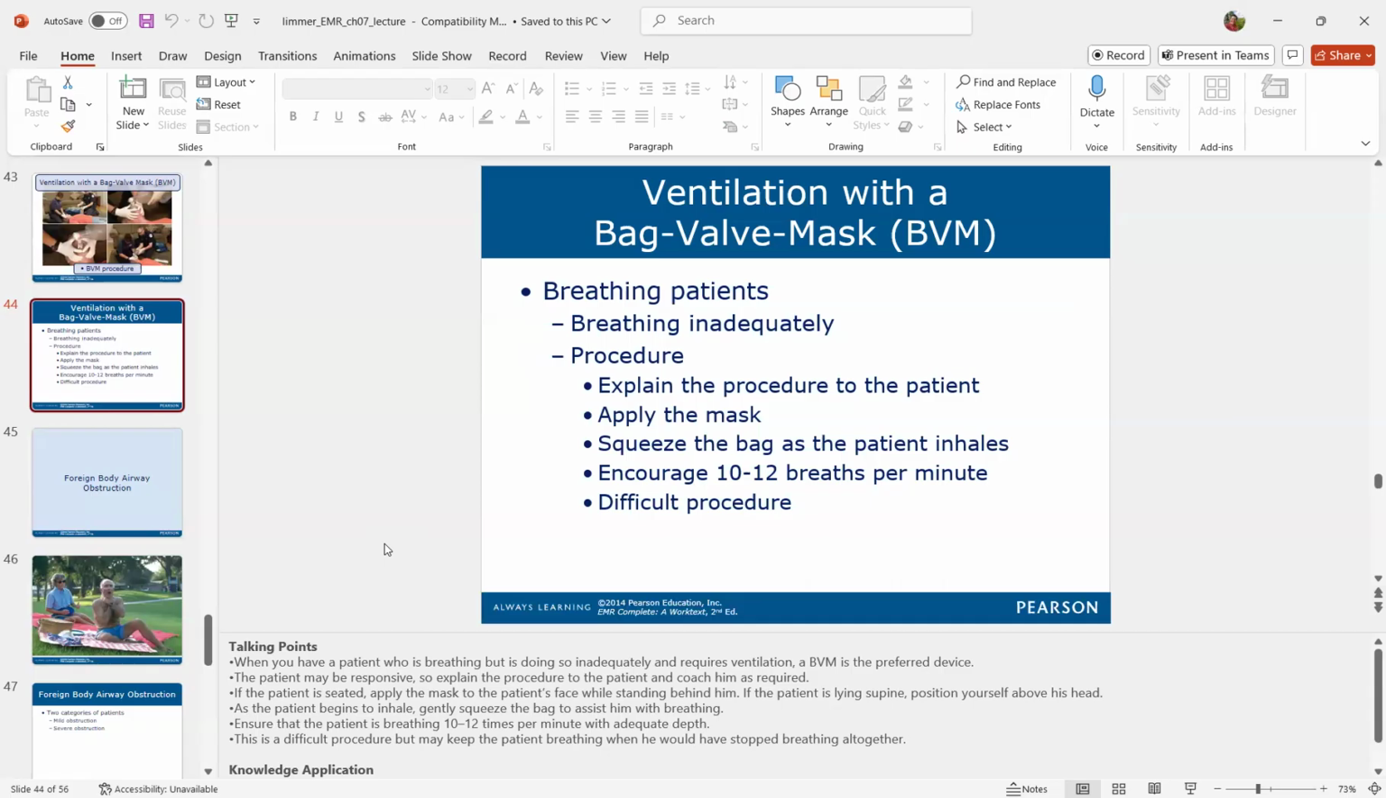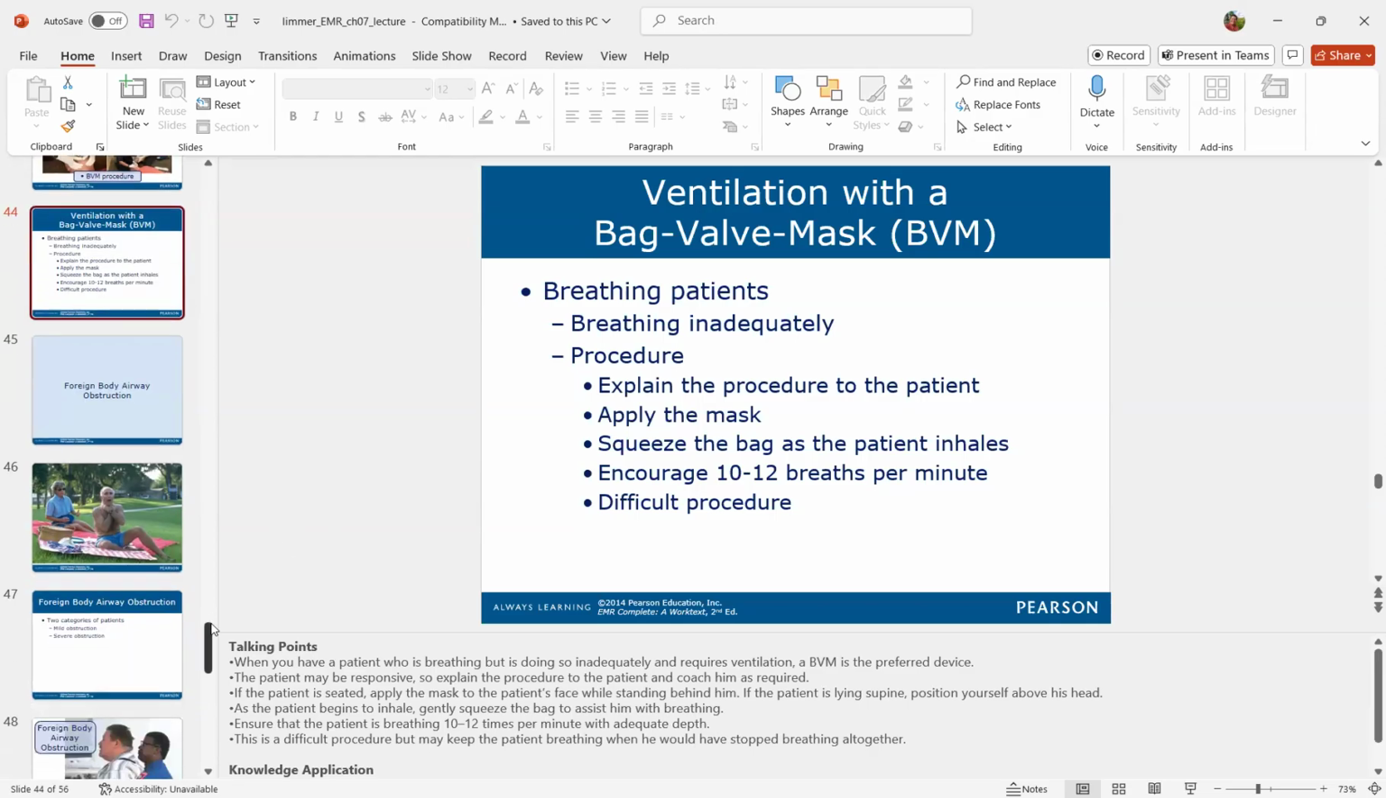It is easier to do this if somebody is lying in the supine, or on their back, position and we're at the head of them. As the patient begins to inhale, we can gently squeeze the bag to assist them in their breathing. So if they're breathing too rapidly, we can try to get their breathing rate down. We want to try to do this 10 to 12 times per minute, so every 5 to 6 seconds, squeezing over about a second. It can be a difficult procedure, but it may keep the patient breathing when otherwise they would stop breathing. So we can do it that way as well.